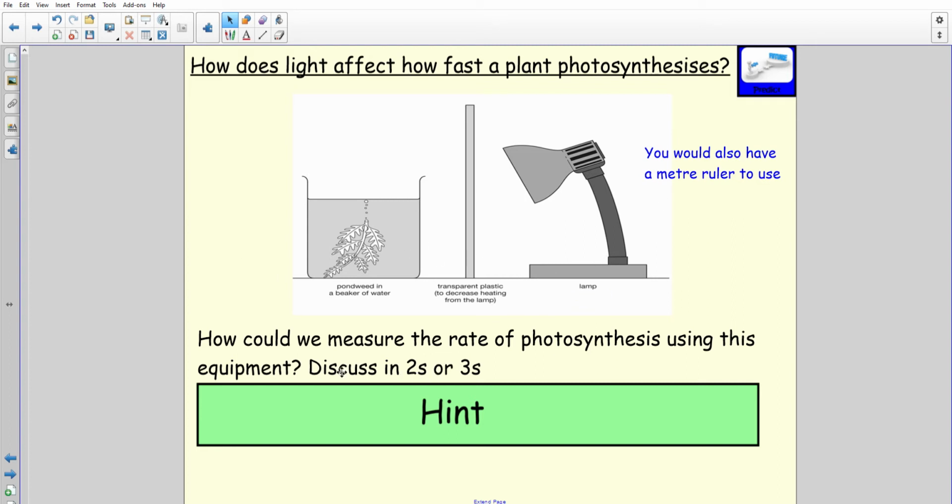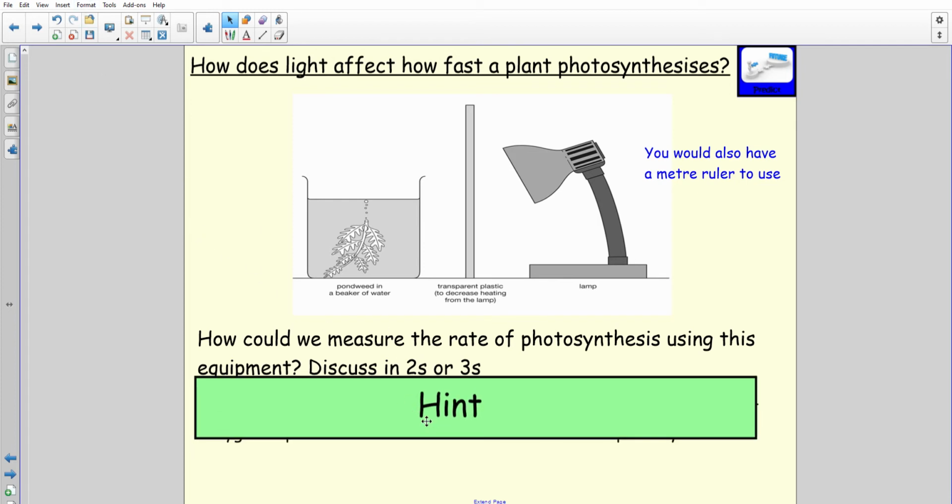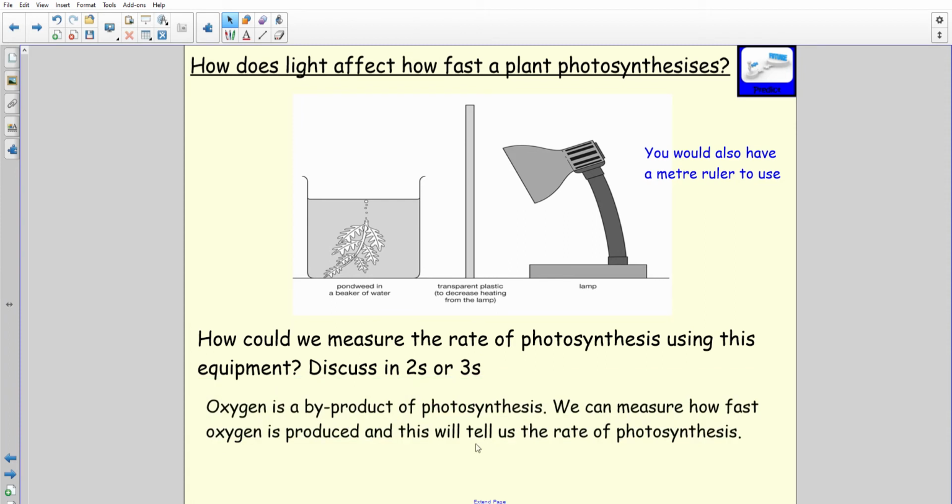So I want to discuss on your tables in just 2s or 3s, how would you use that equipment? Okay, so if you want to pause the video, have a discussion, and then I'll come back and we'll talk about what you would actually do. Okay, so when we are ready, if you think about this, little hint for this, oxygen we know is a byproduct of photosynthesis, so oxygen is produced. So how could we measure how fast the oxygen was produced?